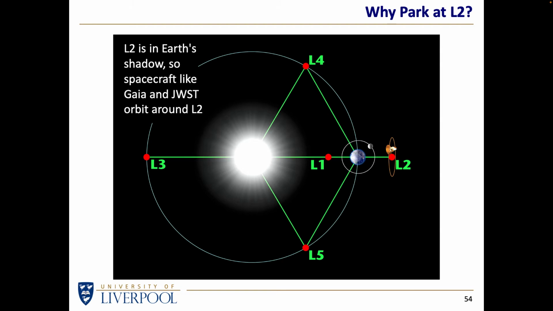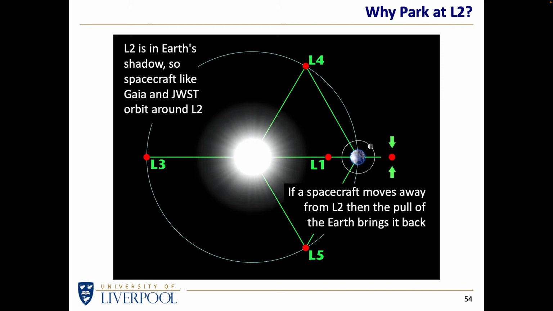Technically, L2 is actually in Earth's shadow because it's on the line from the sun to the Earth to L2. It's in eclipse, effectively. The Earth eclipses L2. And so Gaia and James Webb Space Telescope don't actually sit at the L2 point. They move in little orbits around L2 to keep them in the sunshine, which means their solar panels still charge up and they get electrical power.